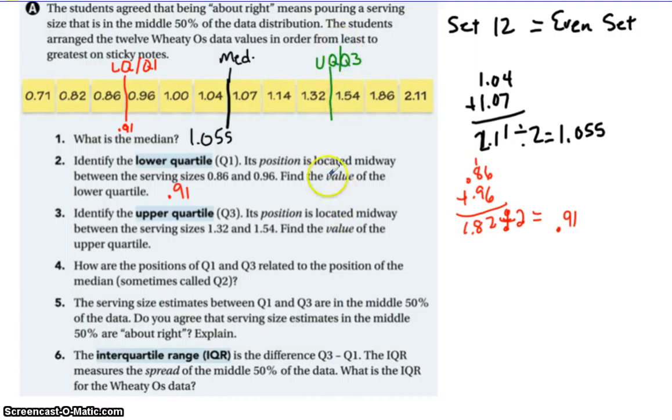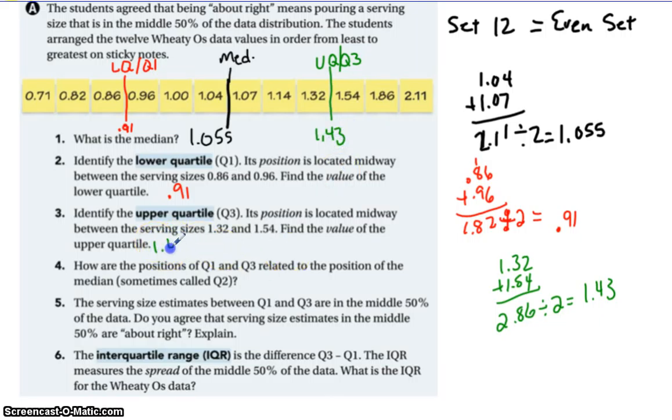Okay, and they mean the same thing. Now, same thing. We are going to simply add the two numbers together, 1.54, and we are going to get a total of 2.86. We're going to divide that number by 2, and we get a number that is 1.43. So the upper quartile has a value of 1.43 servings.